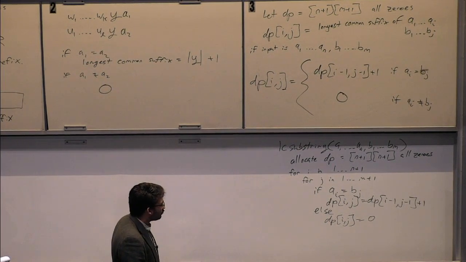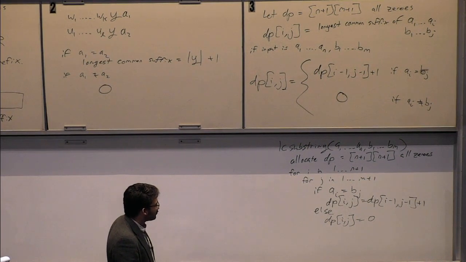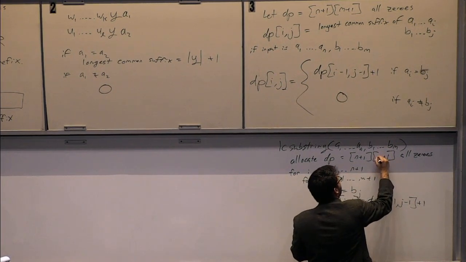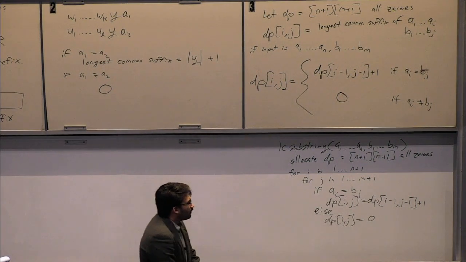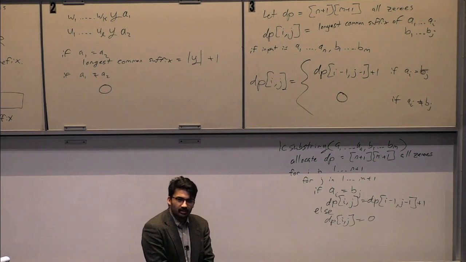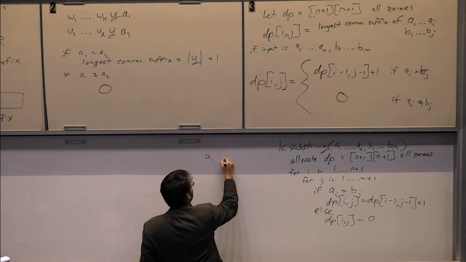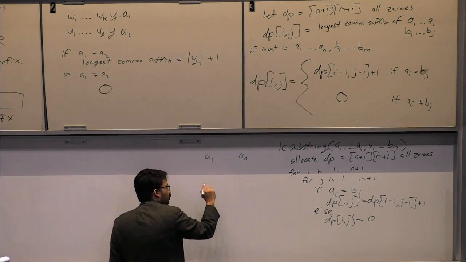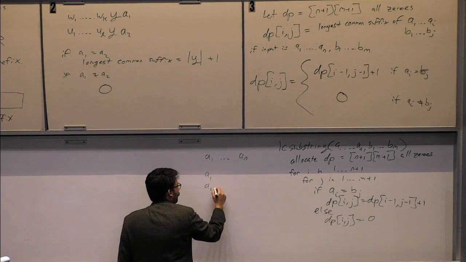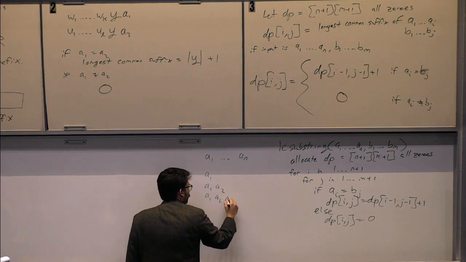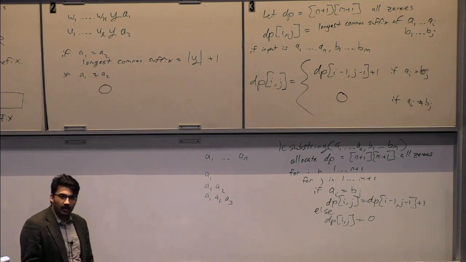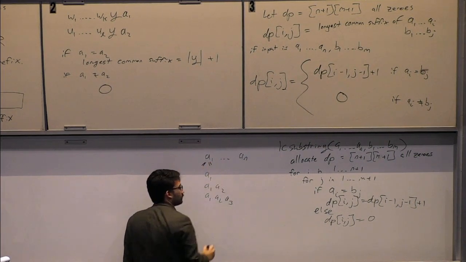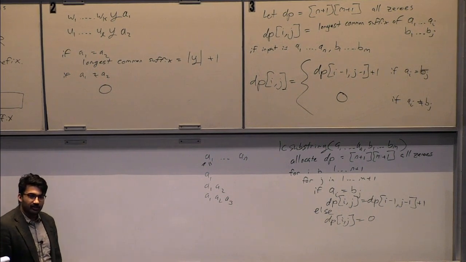I didn't talk about the base cases. I just realized this. The array, let's suppose the array starts at 0, but what is the longest common suffix between, so given a string like A1 to AN, there are a few prefixes, A1, A1 A2, A1 A2 A3, right? But there's also a prefix of this that we have not considered, which is the empty prefix, right? The empty string is a prefix of all strings.